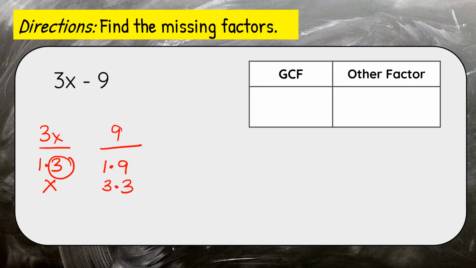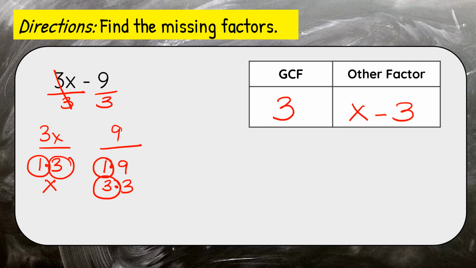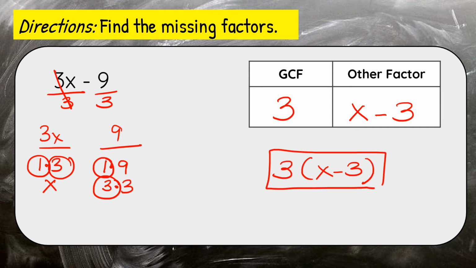So it looks like the only numbers they have in common are 1 and 3, and the largest is 3. So the GCF is going to be 3. The next thing we do is divide both terms by 3. 3x divided by 3 leaves you with x. 9 divided by 3 is 3. So the GCF is 3, and the other factor is x minus 3. If we distribute this, we will get exactly what we started with.